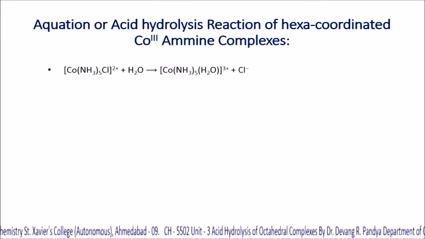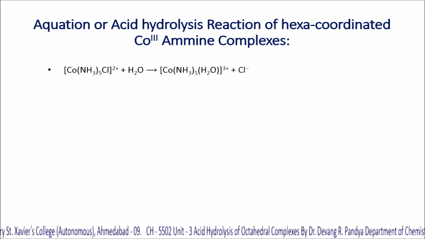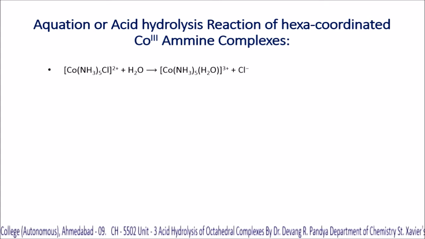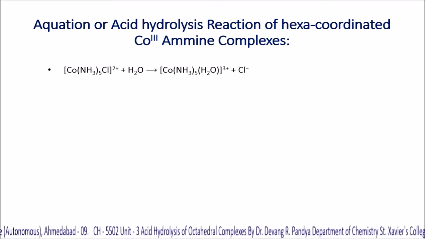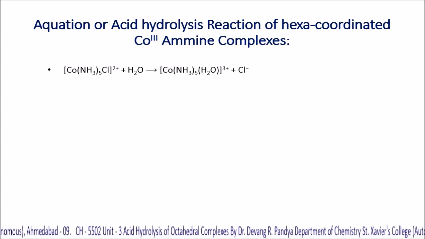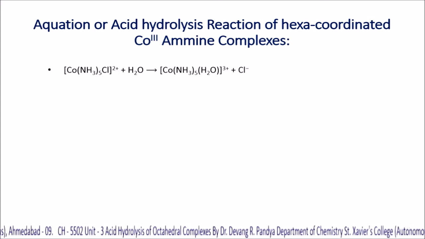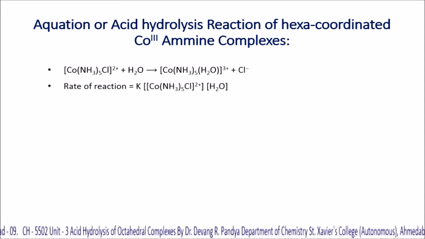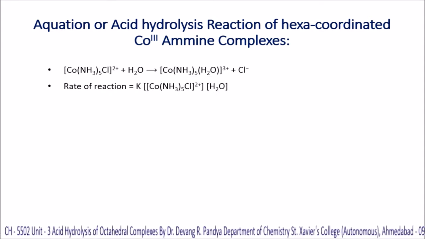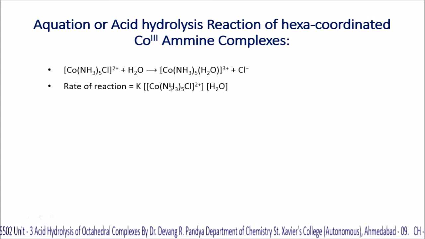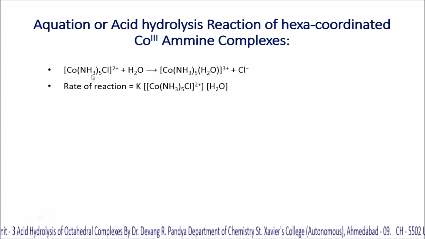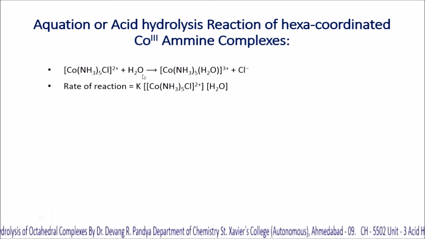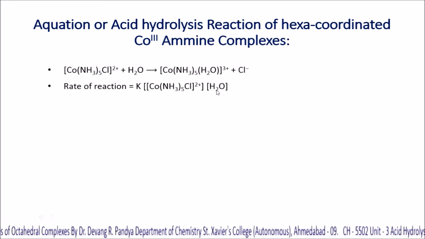So we have the pentaammine monochlorocobalt complex, and it undergoes reaction with an aqua ligand. One of the chlorides gets substituted by a water molecule at pH below 3, and that is why it is considered acid hydrolysis. The rate of reaction is counted as the constant k times the concentration of the main substrate, the pentaammine chloro cobalt 2+ complex, and the concentration of the attacking nucleophile, that is the water molecule.